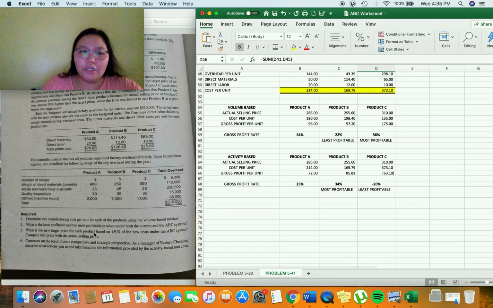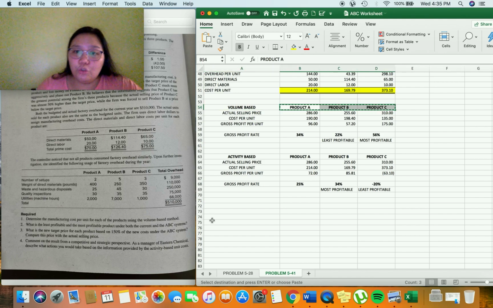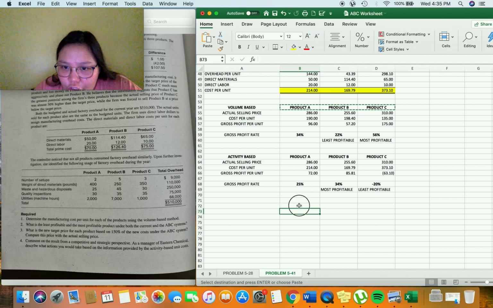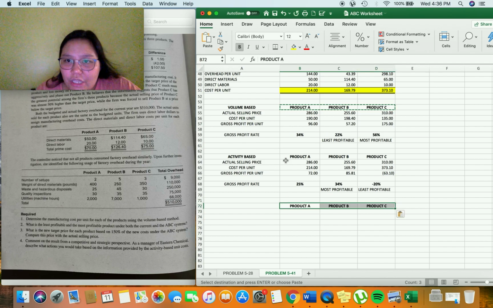What is the new target price for each product based on the 150% of the new cost under ABC system? And then we have to compare this price with the actual selling price. Okay? So this time, we are asked to compute for the new target selling price under activity-based costing.